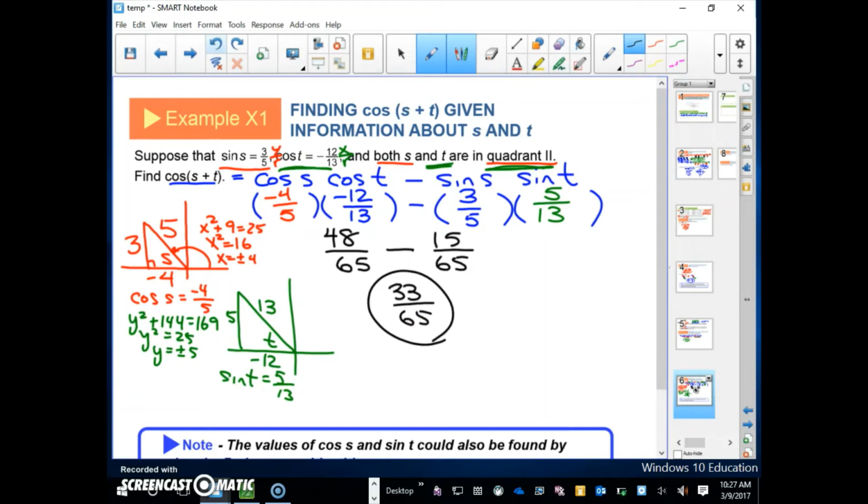Okay? Cosine of S plus T. We're talking about the second quadrant for S and T. Cosine of S plus T is 33/65.